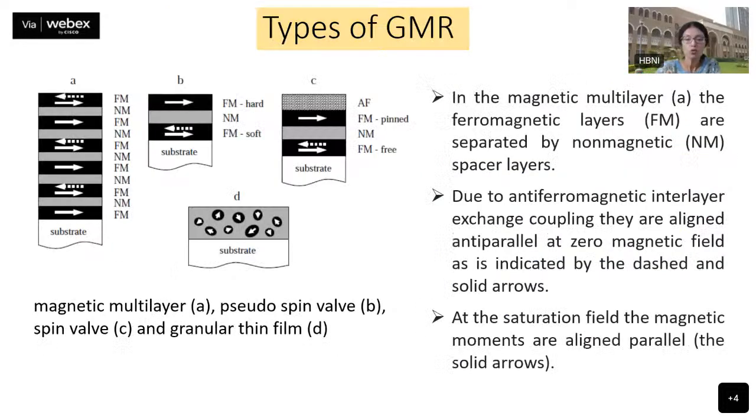So if you see the different types of GMR, in this figure A you are shown materials which are alternately ferromagnetic, non-magnetic, ferromagnetic, non-magnetic.